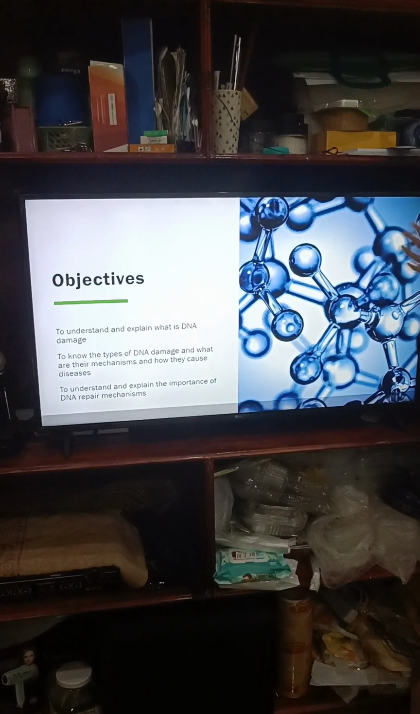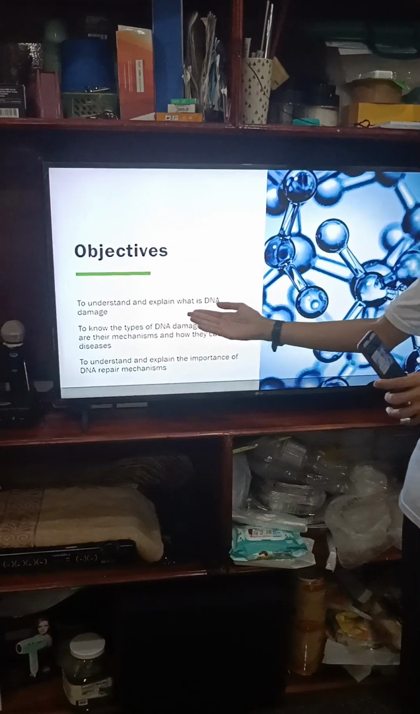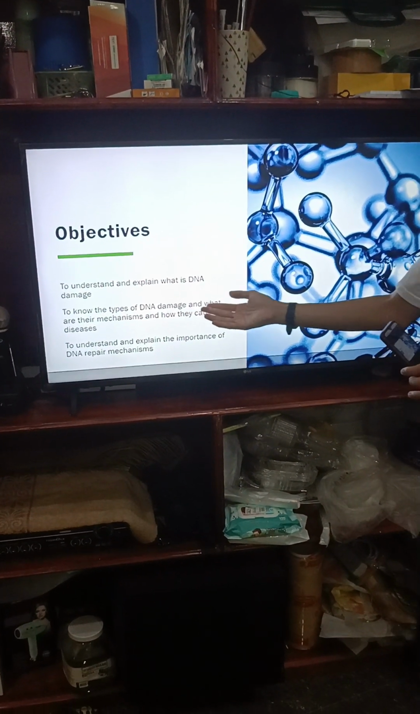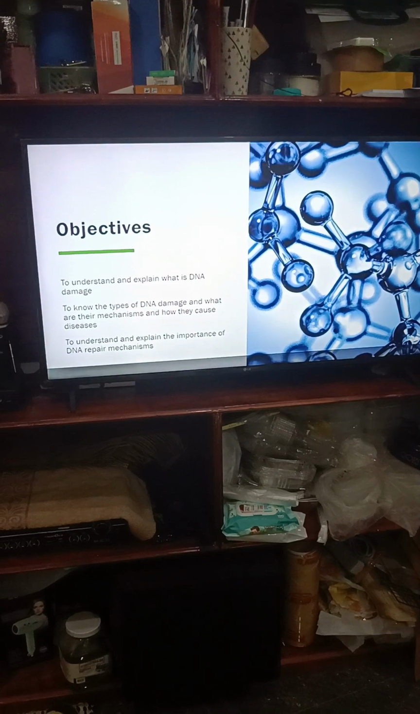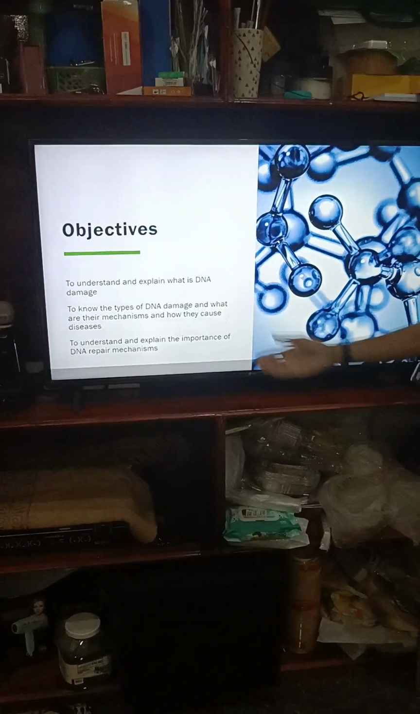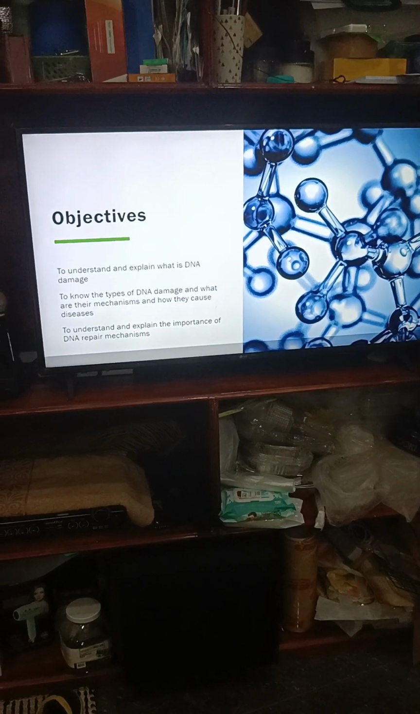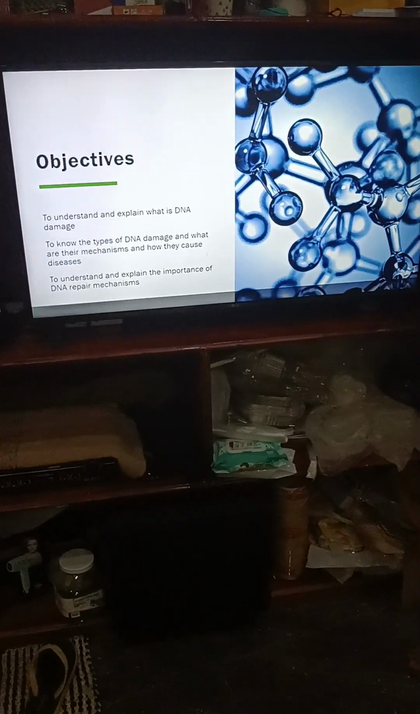And what are the objectives? First is to understand and explain what DNA damage is. Second is to know the types of DNA damage, what their mechanisms are, and how they cause diseases. And lastly, to understand and explain the importance of DNA repair mechanisms.